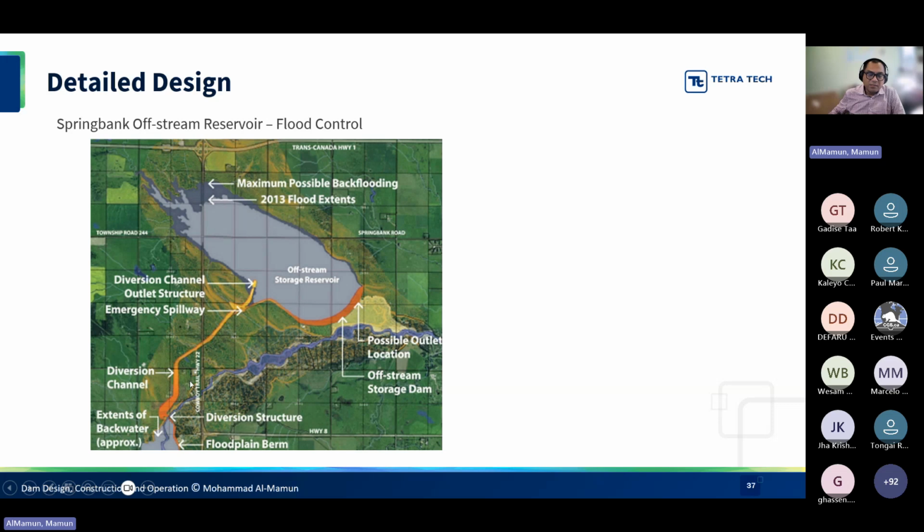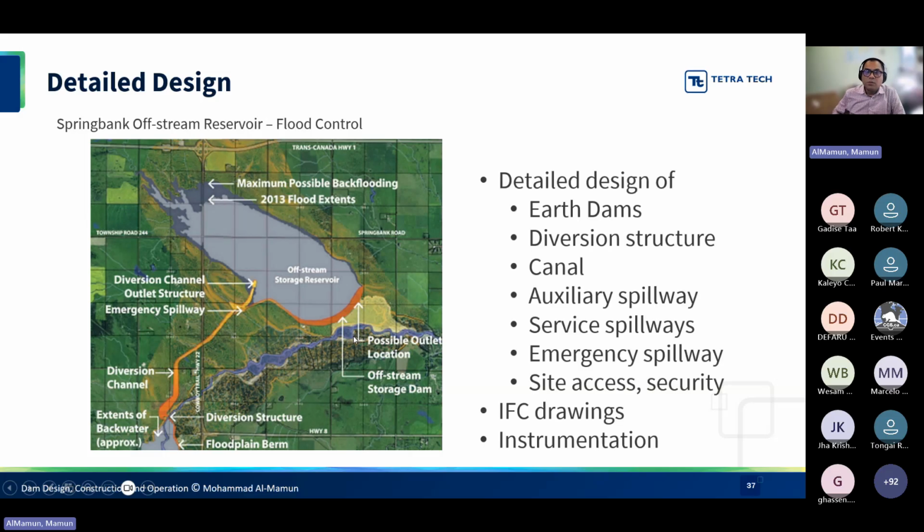It will be activated, and the water will be stored temporarily, and then it will be released after the flood is over. So in the design stage, given the complexity of this, all the detailed design for all the elements was done: the diversion structure, which has a control structure and gates, and the emergency spillway.